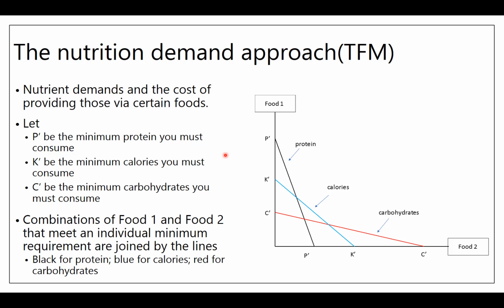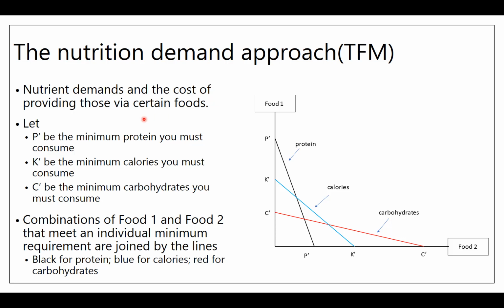Okay, and so if we're going to do this, it's not exactly the thrifty food model approach, but it has the same origin. Then let's think about a way that we might do this. The nutrition demand approach would say, think about nutrient demands, and then what we would do is compare those nutrient demands in total, the nutrient requirement, and then think about the cost of those nutrients in terms of the foods that you might choose between to gain those nutrients.